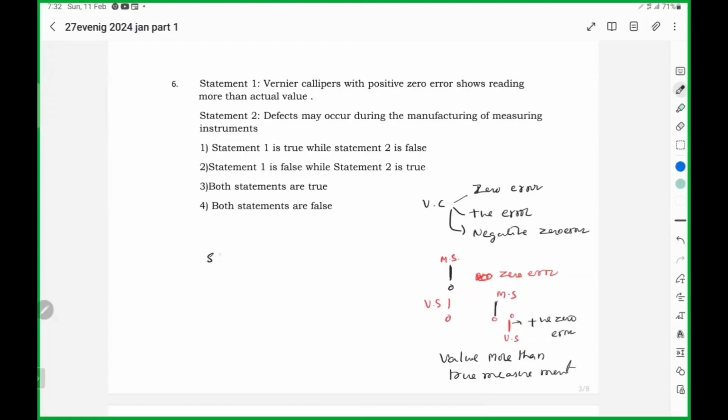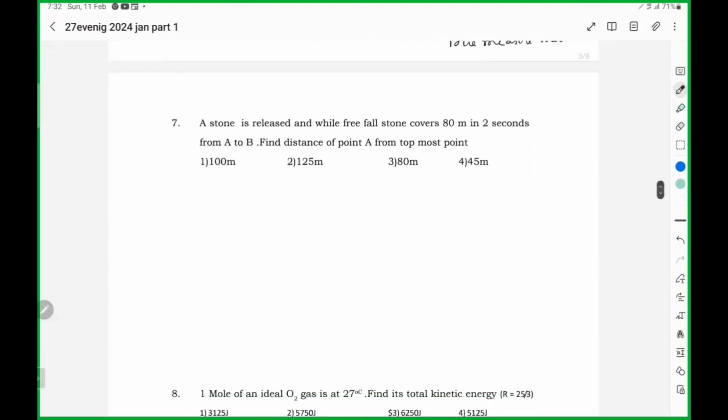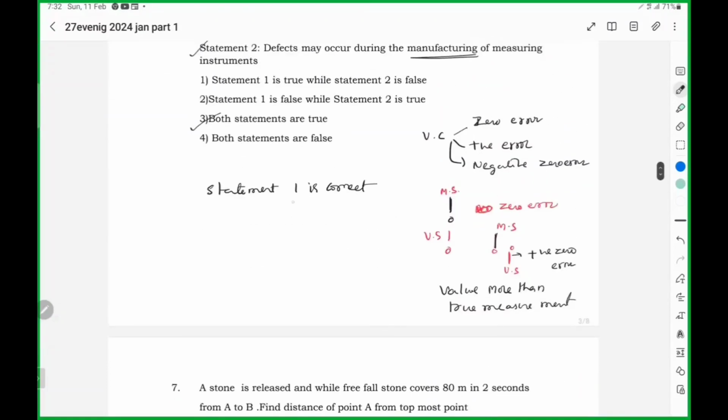So statement 1 is obviously correct. This defect is obviously from manufacturing of measuring instruments. So both the statements are true. Statement 1 is true, and statement 2 is also true.